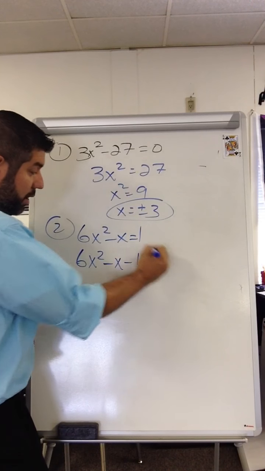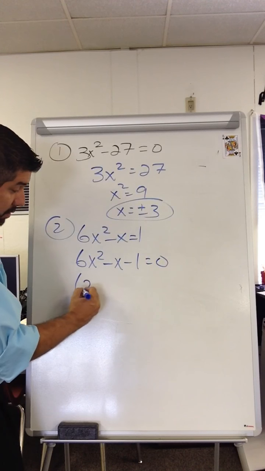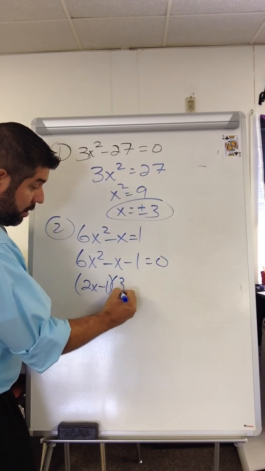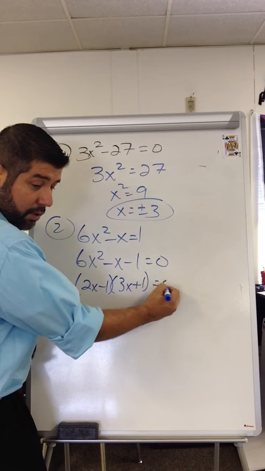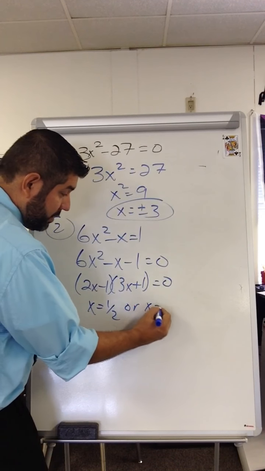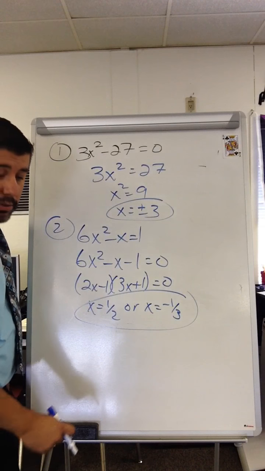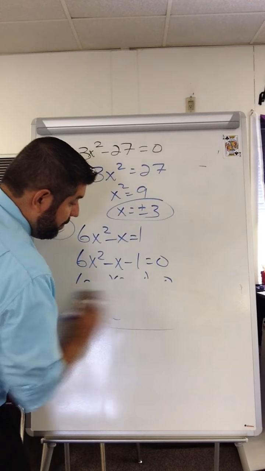Okay, minus 1 equals 0. All right, I'm going to factor 2x minus 1, 3x plus 1 equals 0. And I'm going to get x equals 1/2 or x equals negative 1/3. Boom. Okay, there's the answer. All right, so last one.